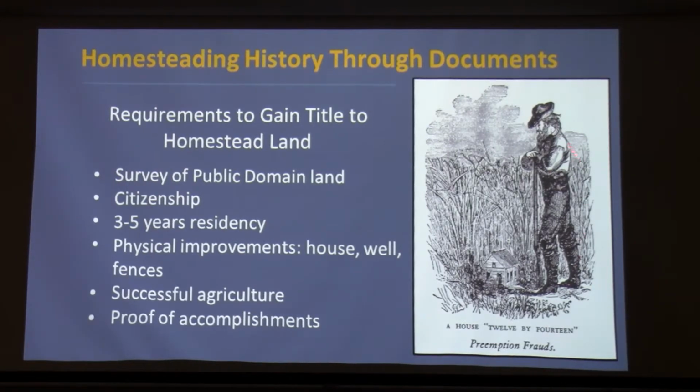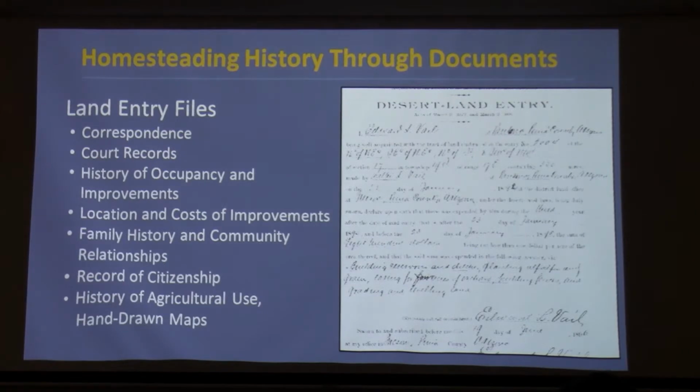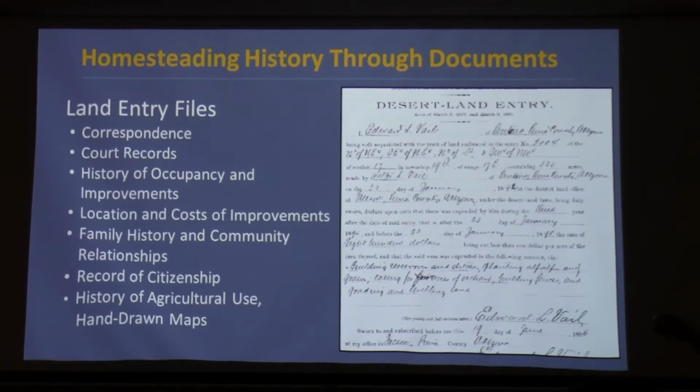And I put this here just to show that not everybody adhered to the rules. You could claim you built a 12 by 14-foot house, and that's the size of your 12 by 14-foot house. But fraud was a problem, but not a major problem. It was also not free. Don't let anybody tell you otherwise. The records that go along with this homesteading are phenomenal. If you go to the National Archives or have somebody do it for you, they will tell you in incredible detail what life was like during that period of time.